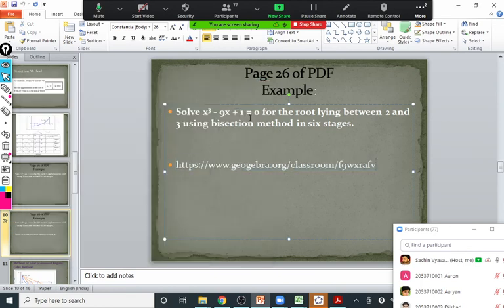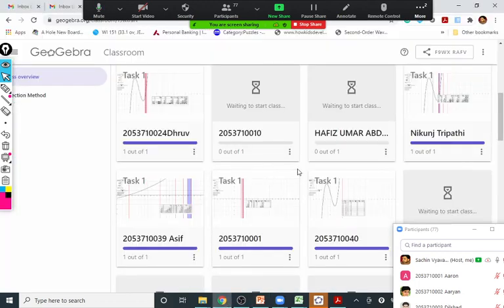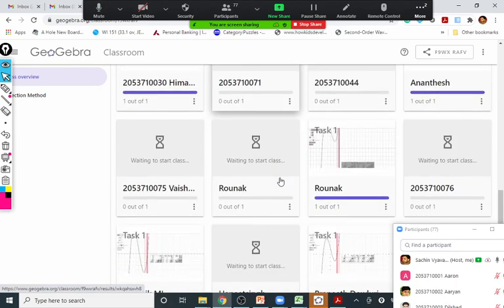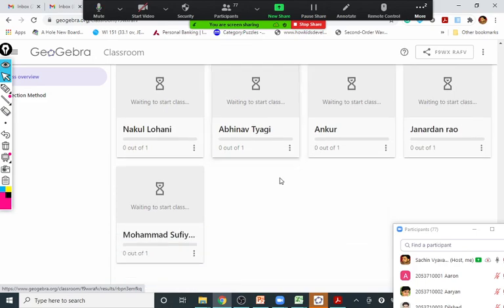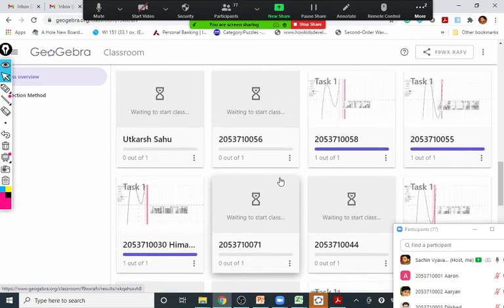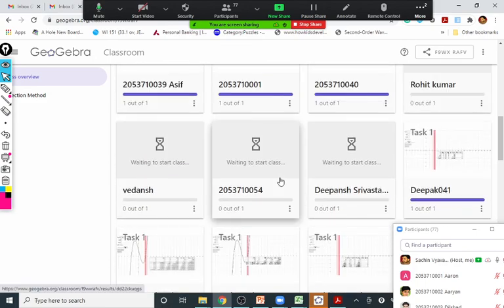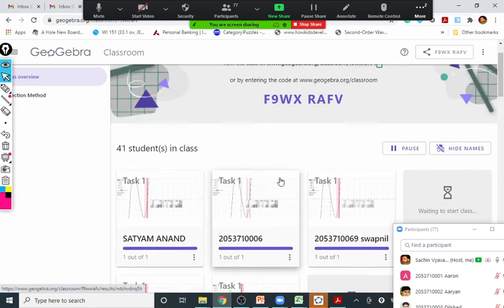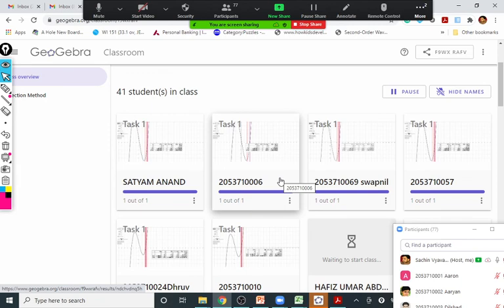X cube minus 9x plus 1. That you have to write there. Still I'm not getting any correct graph here. None of you are completing it correctly. None of you changed that equation. And you have to change the values of A, B as 2, 3 there in that window. All of you are taking whatever the default equation and default values are there.